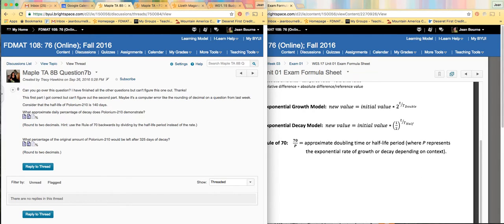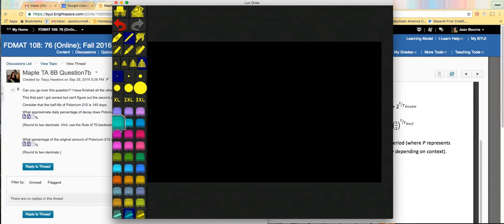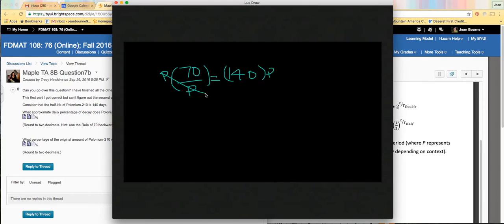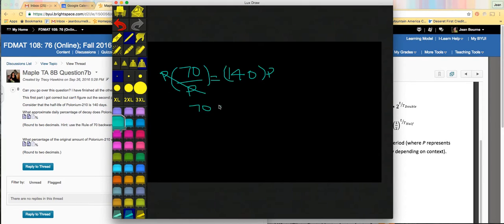I think this part's pretty easy, so probably most of you got that, but just in case, let's look at it. For the half-life formula, we'll just use our 70. So 70 over P equals 140. I'm solving for P, so I multiply both sides by P, and this cancels out. I get 70 equals 140P. I divide by 140 to get P by itself, and my answer is 0.5. P equals 0.5.